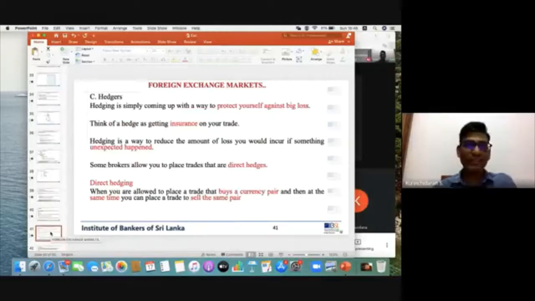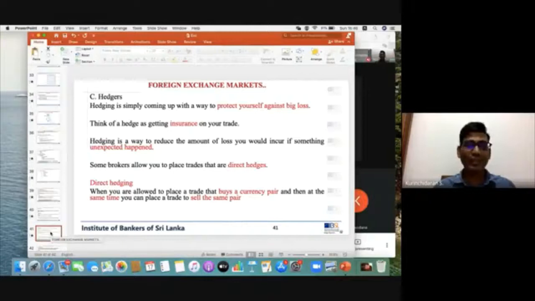Another part is hedgers. The third category is hedgers. They do hedging, right? The foreign currency transactions happen for hedging purposes. What do you mean by hedging? If somebody wants to protect themselves from losses arising from exchange rate movements, they can do a hedging transaction.